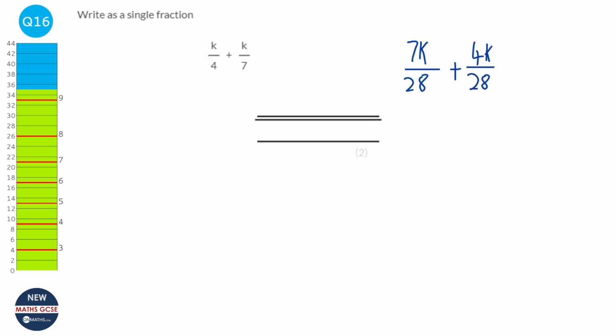Now when the denominators are the same, we just add the numerators, and 4k plus 7k, or 7k plus 4k, will be 11k, and the denominator will be 28.